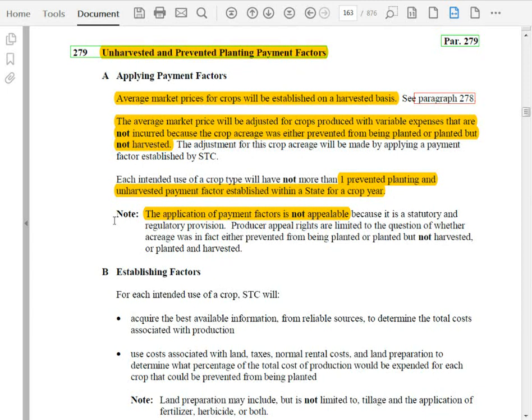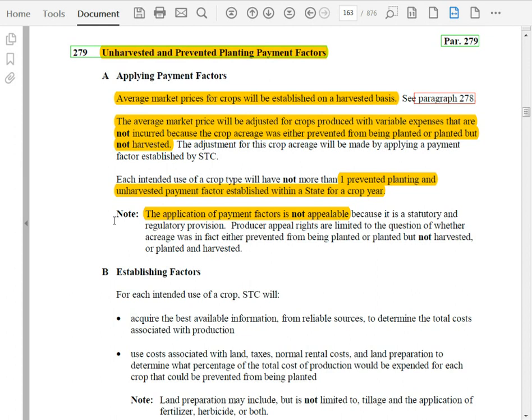So these payment factors are set to try and adjust that price down as a percentage of the full market price. Average market prices for the crops will always be established based on a harvested basis. So the harvested payment factor would be 100% of whatever the average market price is. The average market price will be adjusted for crops produced with variable expenses that are not incurred because the crop acreage was either prevented from being planted or planted but not harvested.